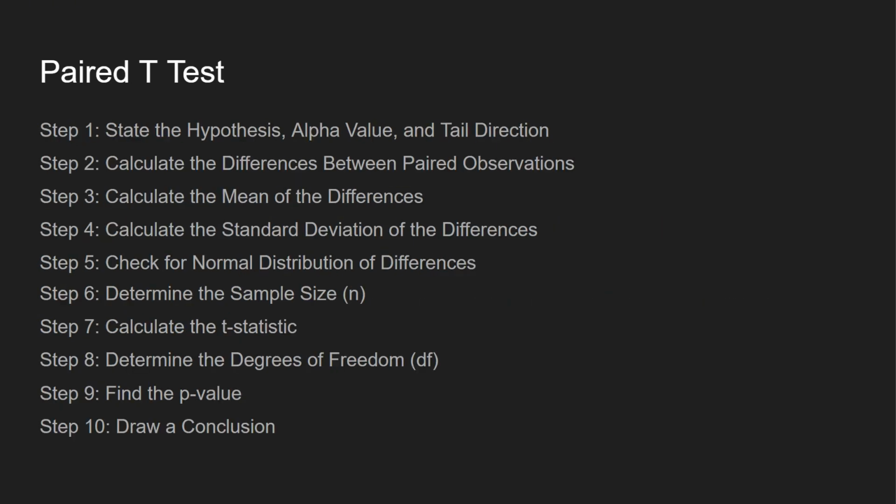So here are the steps that we're going to have to do. Number one, always pretty common in hypothesis testing, right? State the hypothesis, alpha value, tail direction. Then calculate the differences between the paired observations, calculate the mean, calculate the standard deviation. Then we're going to check the normal distribution of the differences, determine the sample size. We're going to then calculate the t-statistic, then determine the degrees of freedom, find the p-value, and draw a conclusion. 10 steps. Let me walk you through them, and then we're going to jump into some Python code. We're going to do one manual example also with this, and then jump into a lot of shortcuts.